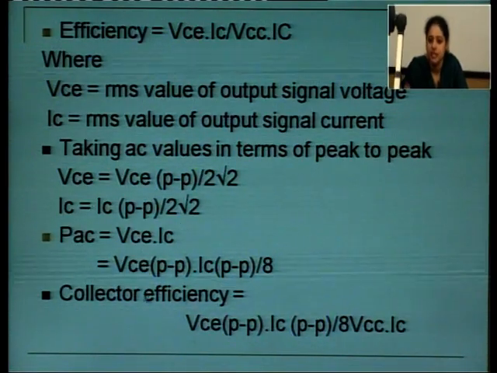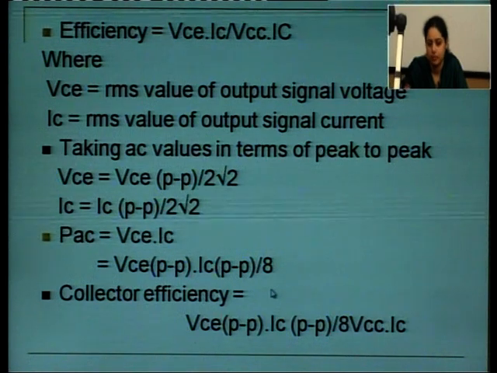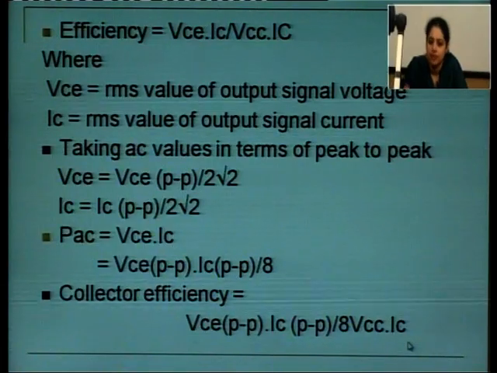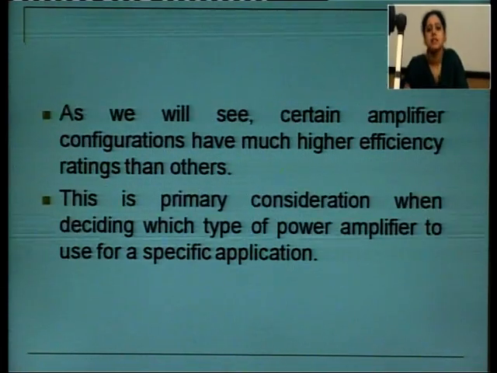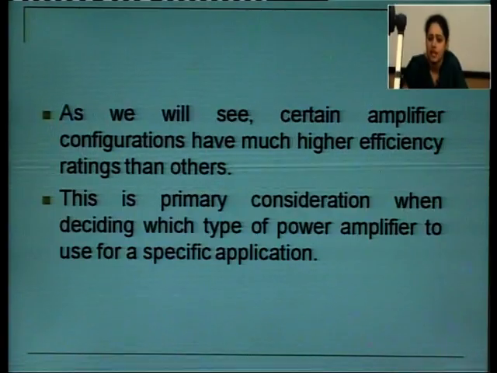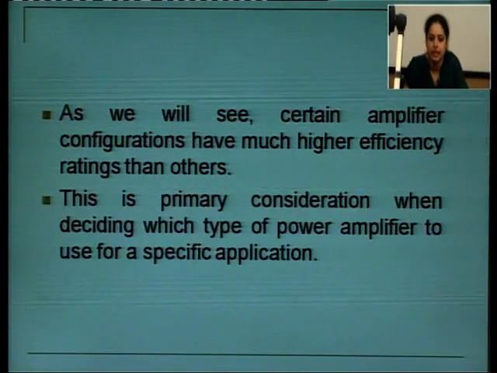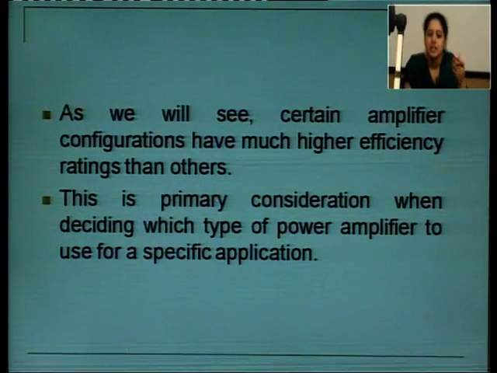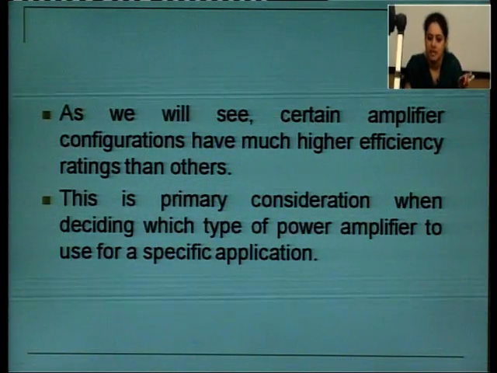So now collector efficiency is PAC upon PDC. PAC we have calculated, and PDC we know is VCC into IC. So this is the collector efficiency for your power amplifiers. As we will see, certain amplifier configurations have much higher efficiency ratings than others. This is a primary consideration when deciding which type of power amplifier to use for a specific amplification.